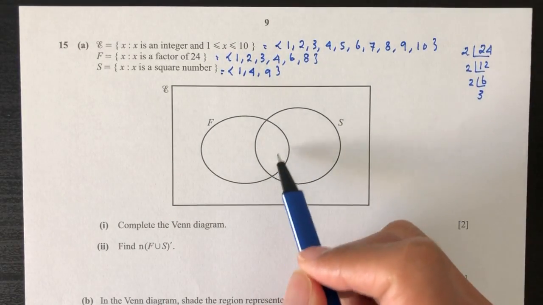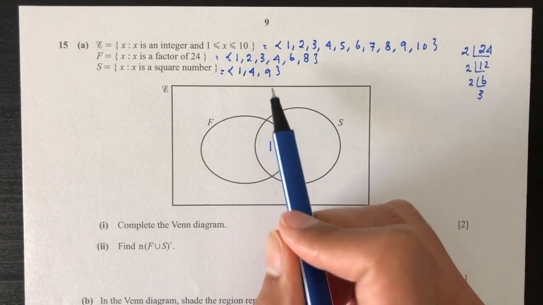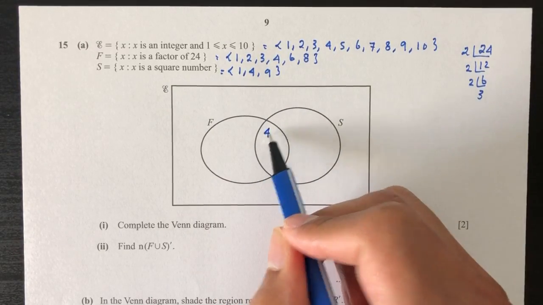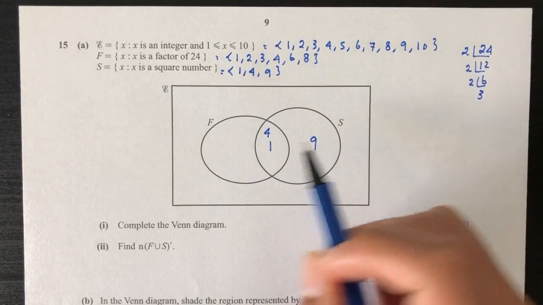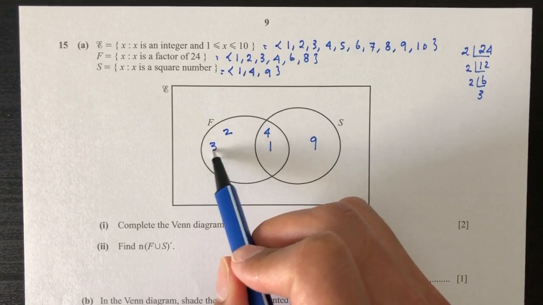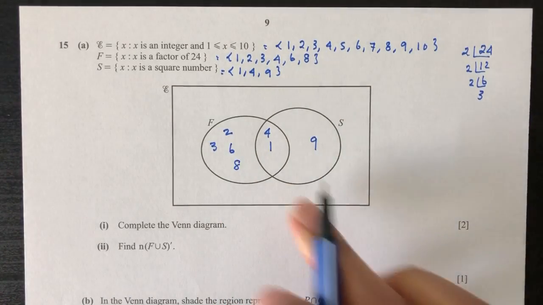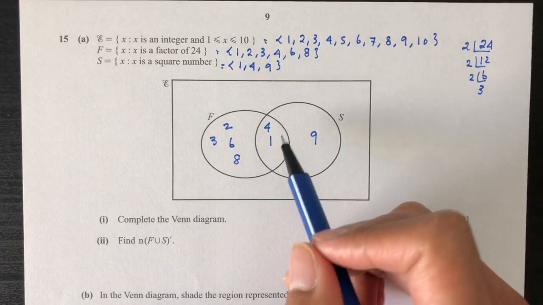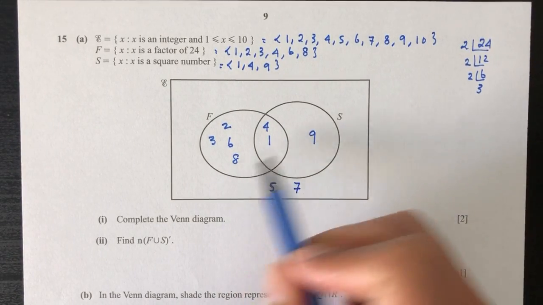So what is in between those two? What they have in common, you have 1 and number 4. That's it. And the rest will be outside. So for S, it will be 9 here. And the rest here will be 2, 3, 6, and 8. And the rest will be outside. So here we have 1, 2, 3, 4, 5 will be outside. 6, 7, 8, 9, 10.